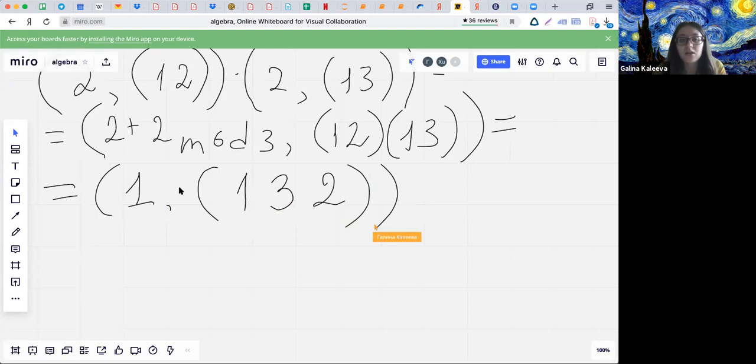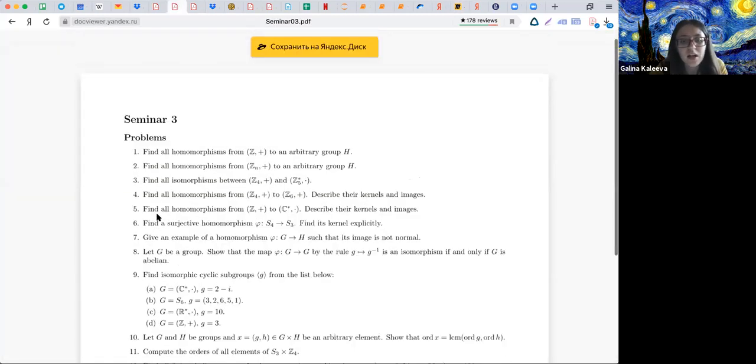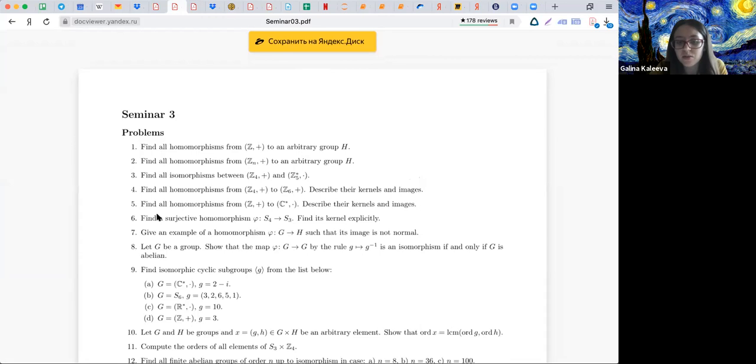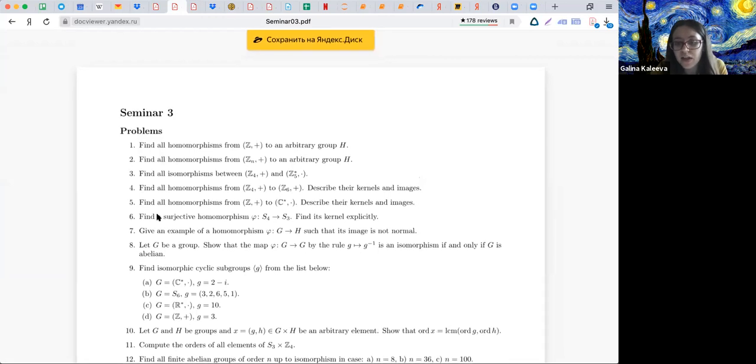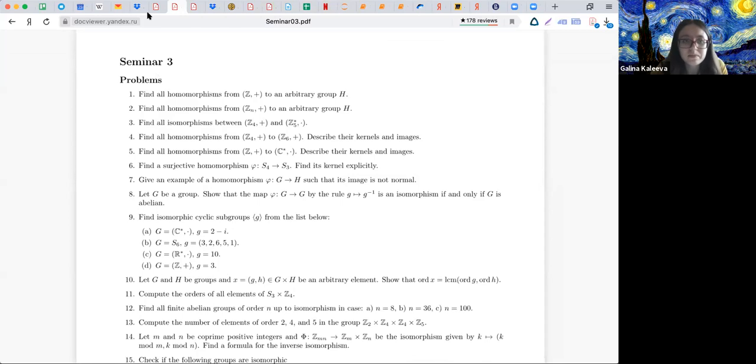Okay, so what should we find now? Problem number 10. We have two groups, and considering some arbitrary element of these two groups, we have to prove that the order of this element is the least common multiple of the orders. Do you remember the definition of the order of an element?